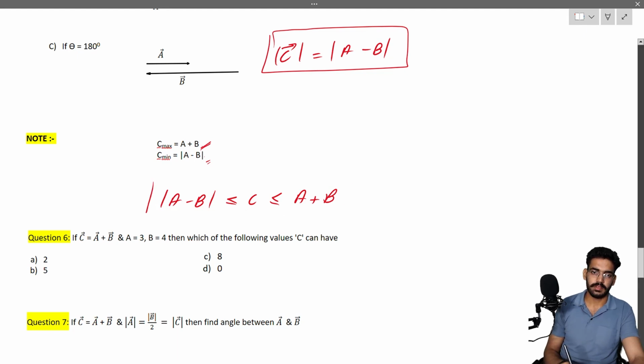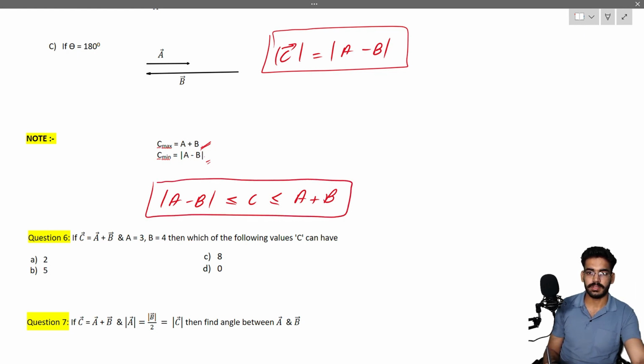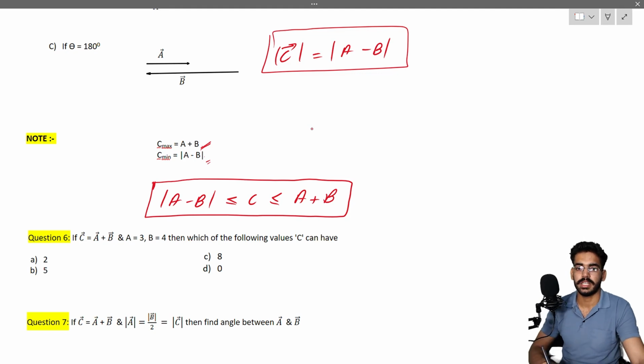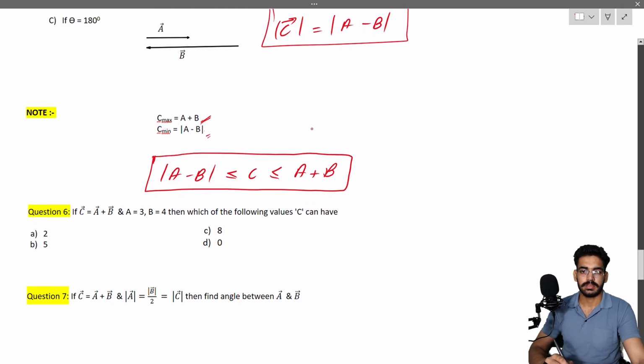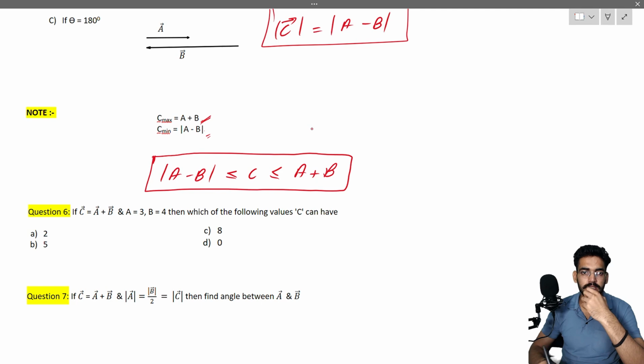This is a very important property. Questions are directly asked from this, like which value the resultant C of these two vectors can't take. You have to check if it is lying in between these two values, a minus b and a plus b, then it can take that value, otherwise it can't. Okay, let's see here. A plus b is C vector, and a is 3 and b is 4, then which of the following values can C have? C can have means C is lying from a minus b to a plus b.